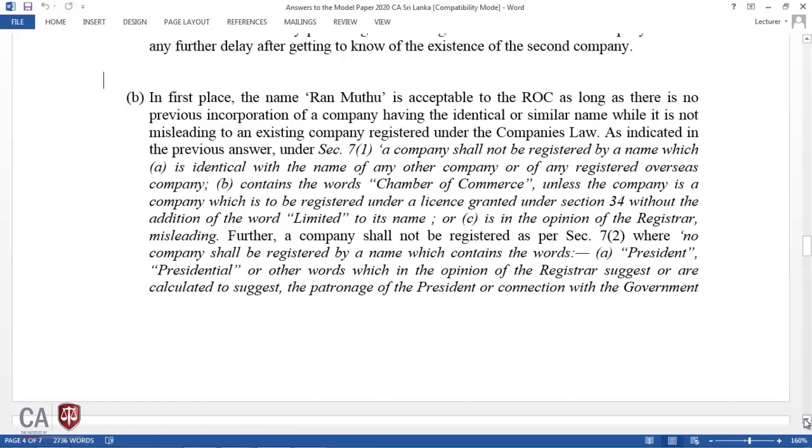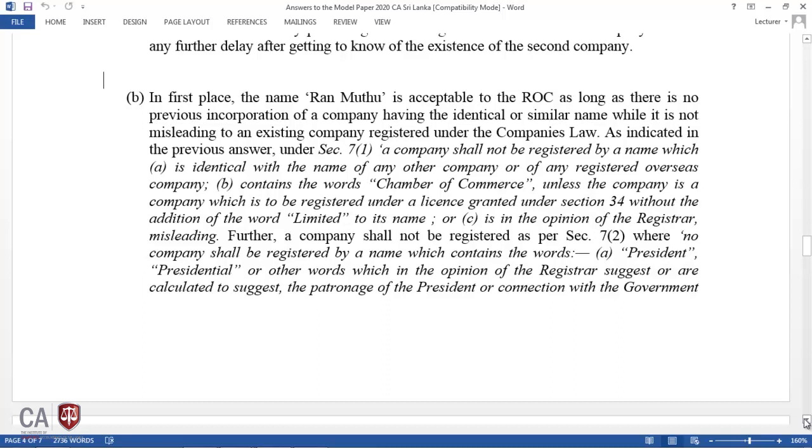As indicated in the previous answer, under section 7.1, a company shall not be registered by a name which is identical with the name of any other company or of any registered overseas company, or it contains the words Chamber of Commerce unless the company is a company which is to be registered under a license granted under section 34 without the addition of the words limited to its name, or is in the opinion of the registrar misleading.